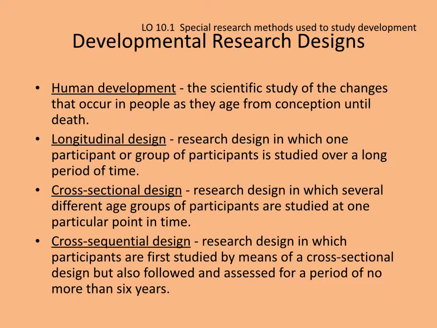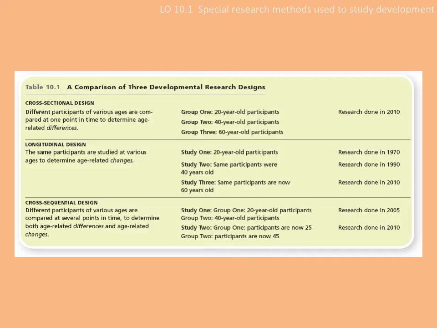Then finally, you have the cross-sequential. The cross-sequential is a research design in which participants are first studied by means of a cross-sectional design, but are also followed and assessed at periods of no more than 6 years. So what that means is people of different ages are being studied at one time, then they are being studied for like 4 or 5 years down the road, and then that's it. So it's not as long as a longitudinal, and it's not as short as a cross-sectional, so it's a nice difference. Now, in your vocabulary, you have cross-sectional and cohort. Please keep in mind cohort and cross-sectional are the same thing, so just be aware.